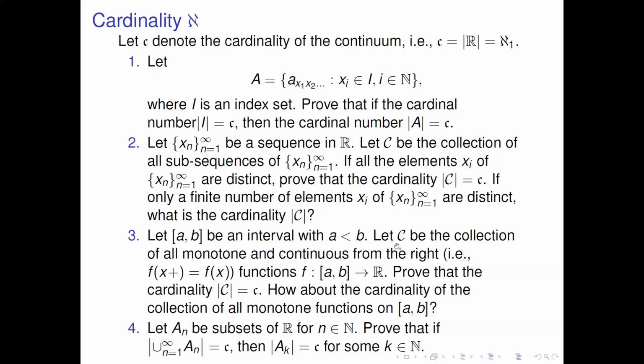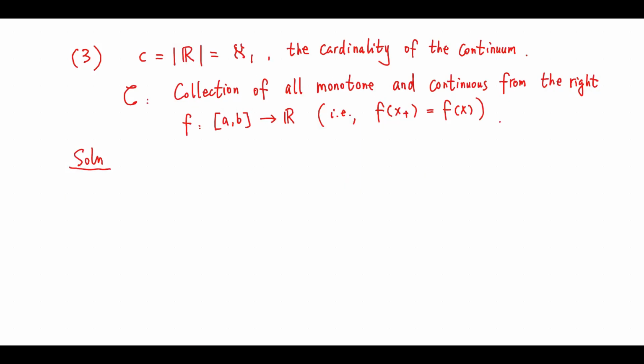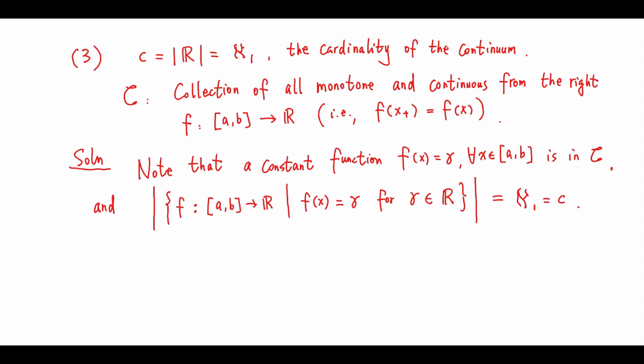Question 3. Let C be the collection of all monotone and continuous from the right real functions defined on the closed interval AB. Prove that the cardinality of the collection C is equal to C. Solution. Note that a constant function is in the collection C, and the cardinality of all constant functions defined on the closed interval AB is equal to C. This implies we have this inequality.